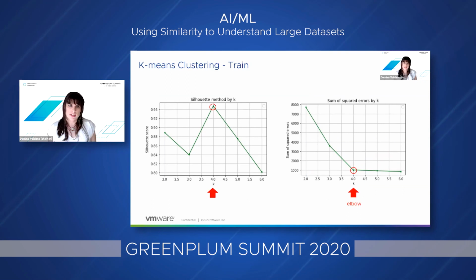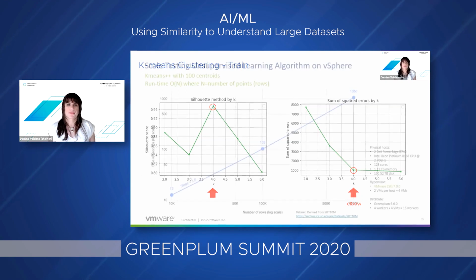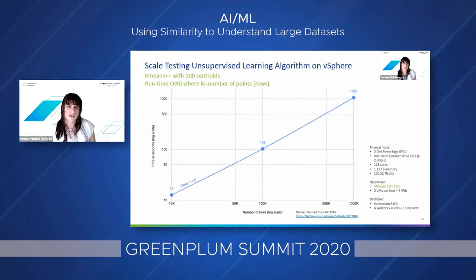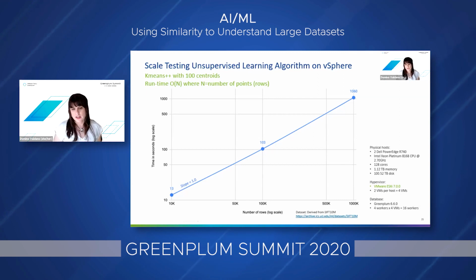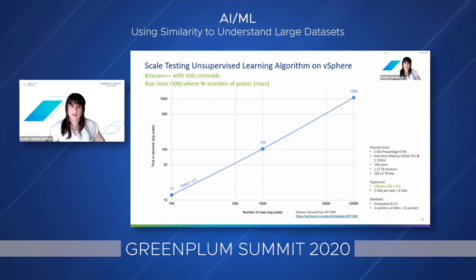So this slide shows that in this case of 4 clusters, it identifies k equals 4 by either of these means. Next slide. And we've done scale testing on this K-means++, and it scales very well with large data sets. If you're looking at 10,000 rows, it'll take 13 seconds, but 100,000 rows takes 100 seconds, 1 million rows takes 1,000 seconds. So it's scaling linearly with the data set. And all you need to do if you want to work on a larger data set is add more segments, add more hosts. Next slide.